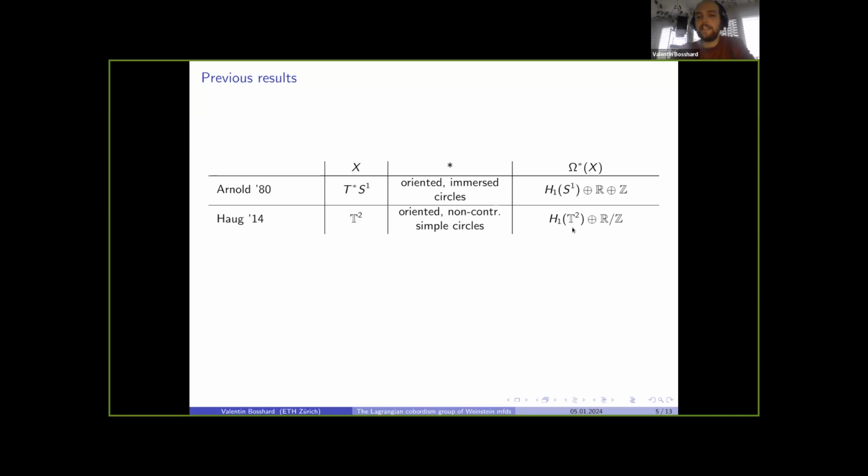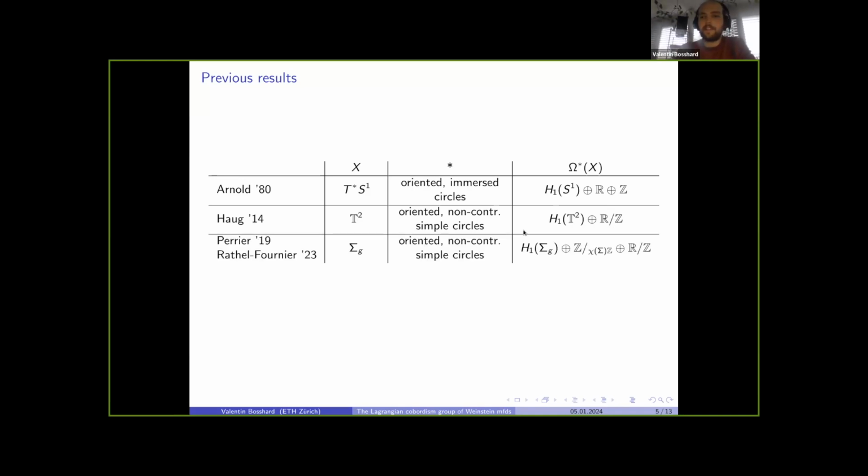And what we figured out is that you also get homology plus some area factor. The area factor is somehow, if you fix one circle and want to get to another one, you get some flux. This was generalized to higher genus surfaces, first tried by Perrier and then completely done by Rathel-Fournier in 2023. And you somehow again get homology plus some other topological property plus some area factor.